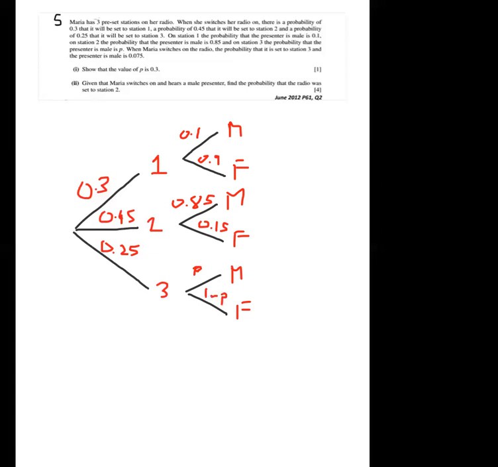Now they're saying that when Maria switches on the radio, the probability that it is set to station 3 and the presenter is male. So station 3 came and the presenter is male. To find the probability of this case, I would have multiplied 0.25 with P. This should be equal to 0.075, they're saying. So we can use this to find P. P will be 0.075 over 0.25, that is 0.3.